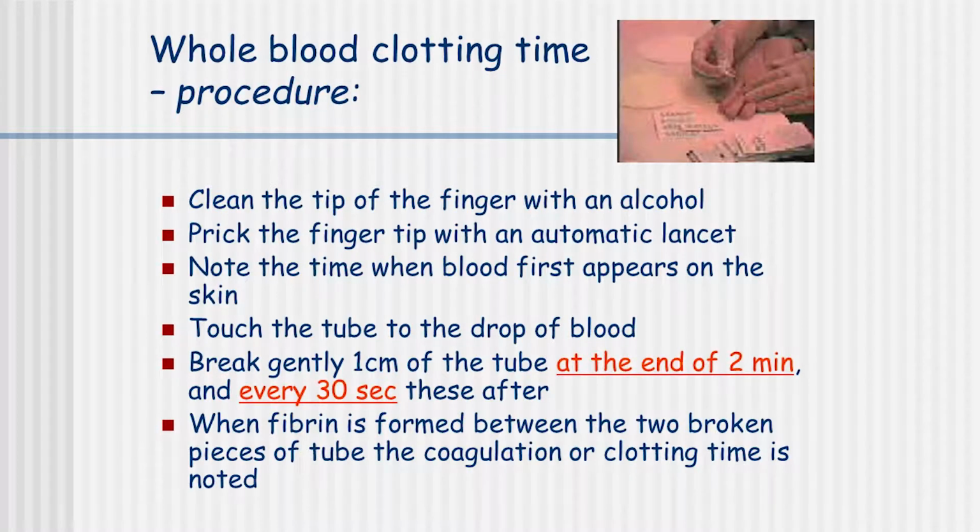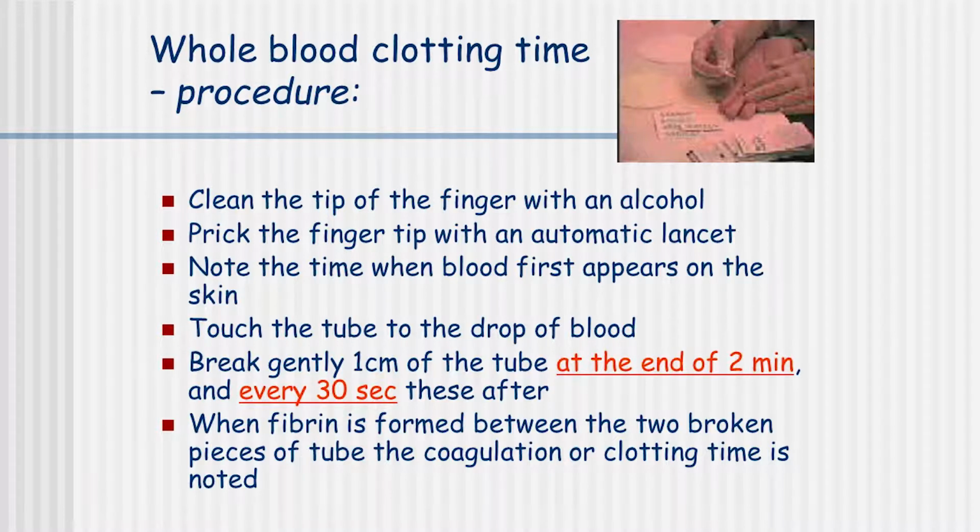Whole blood clotting time procedure. You need to clean the tips of the fingers with alcohol. Prick the fingertip with an automatic lancet and note the time when the blood first appears on the skin, and then touch the tube to the drop of blood. Break gently 1 centimeter of the tube at the end of 2 minutes, and every 30 seconds after that. When fibrin is formed between the 2 broken pieces of tube, the coagulation or clotting time is noted.